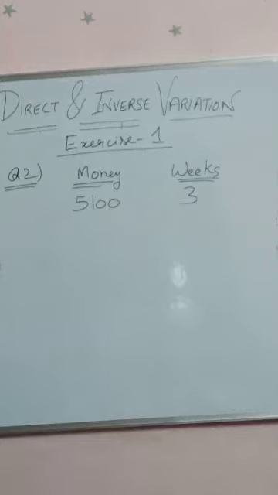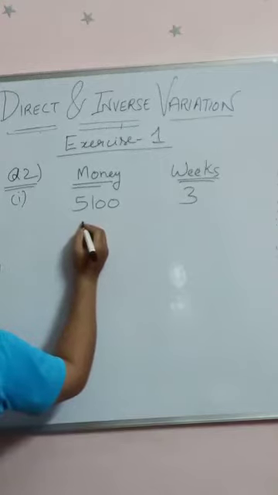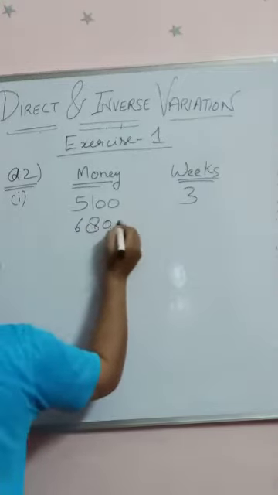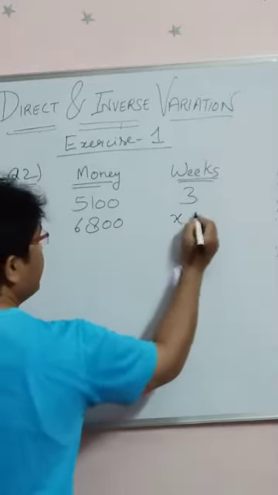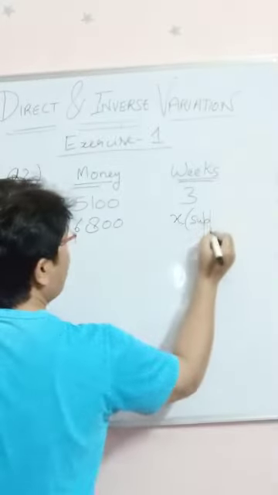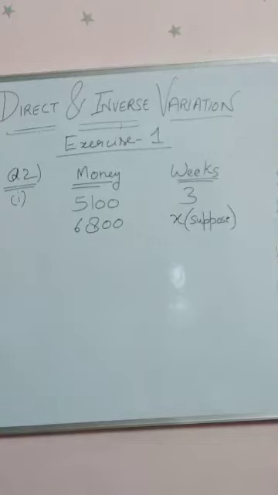Now the first part of the question says, how long will it take him to earn ₹6800? So I'm talking about the first part. They have already given that he has to earn how much rupees? He has to earn 6800 rupees. And they are asking how long will it take for him to earn this money. So whatever is unknown, whatever we have to find, we are going to take it as X. And we are going to write suppose, because this is one of the assumptions we are making. It is not given in the question, but we have to find it. Now, how to solve this type of question?